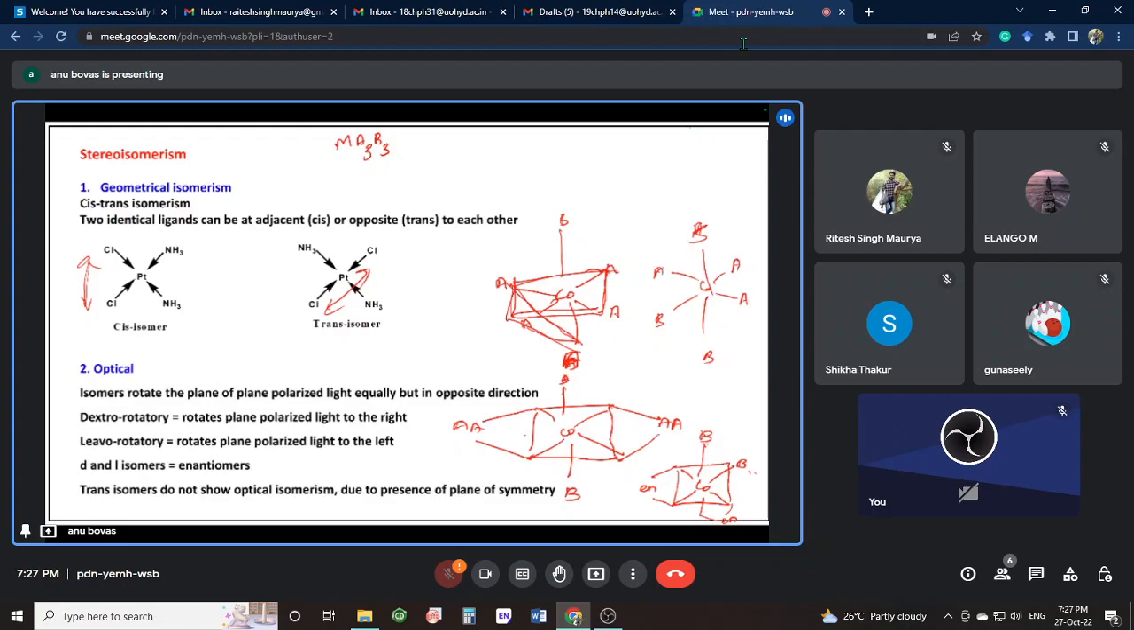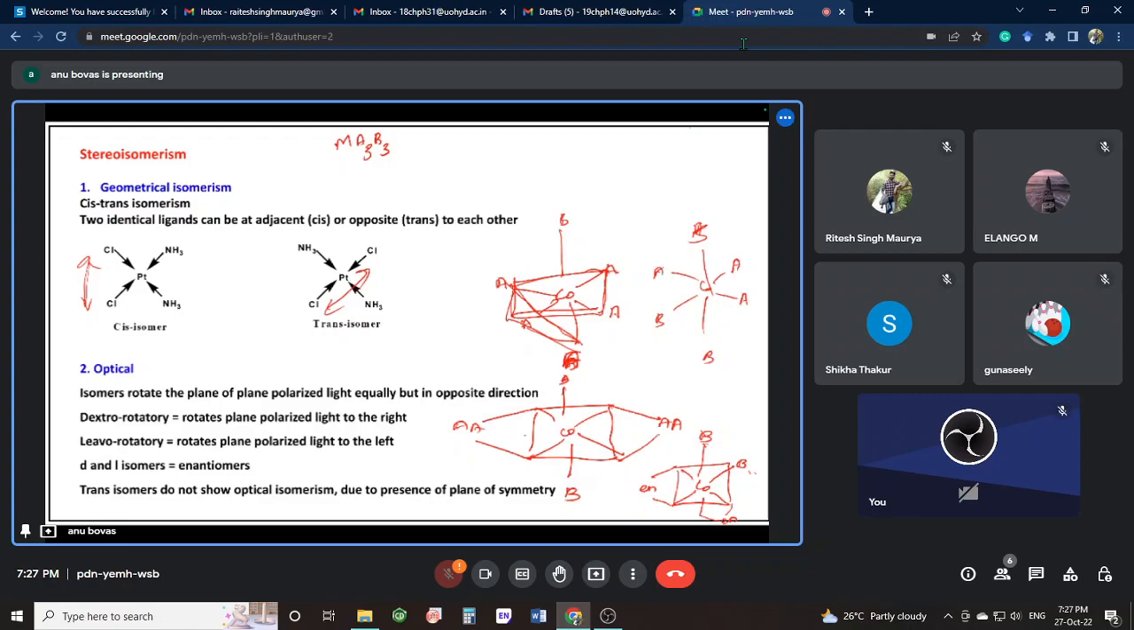Now coming to optical isomerism. Optical isomerism is based on how the isomers rotate the plane of plane polarized light. Some compounds will rotate the plane of plane polarized light to the right, and some will rotate it to the left. Whichever rotates plane polarized light to the right is called dextrorotatory, and whichever rotates it to the left is called levorotatory. D and L isomers together are called enantiomers of each other.